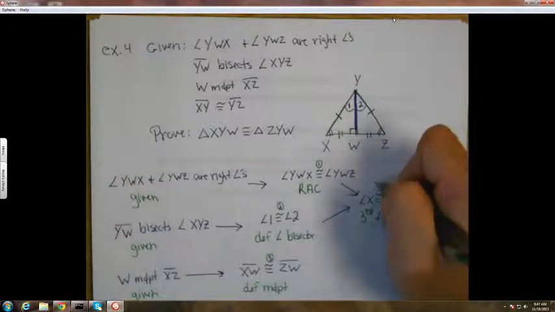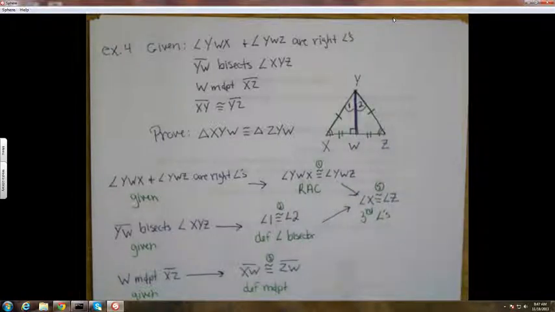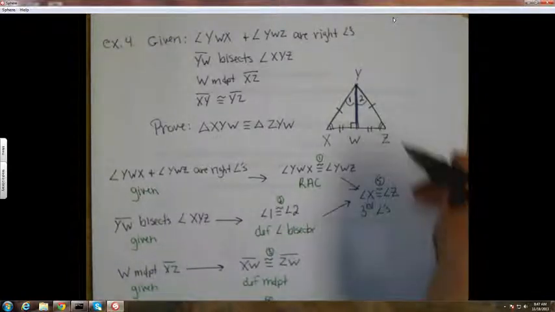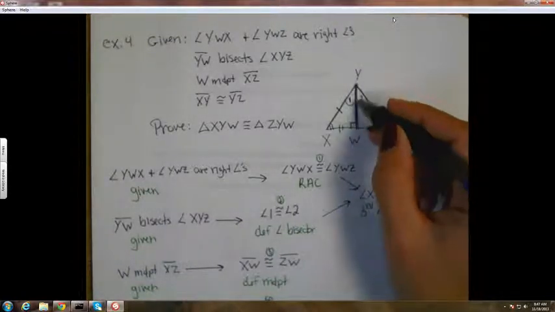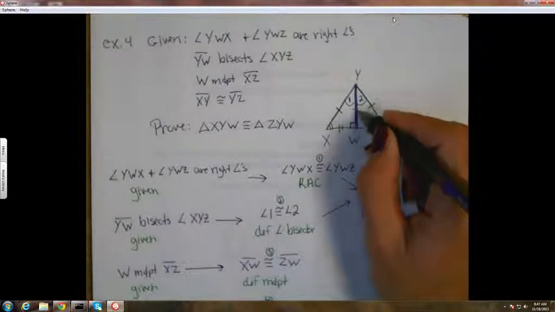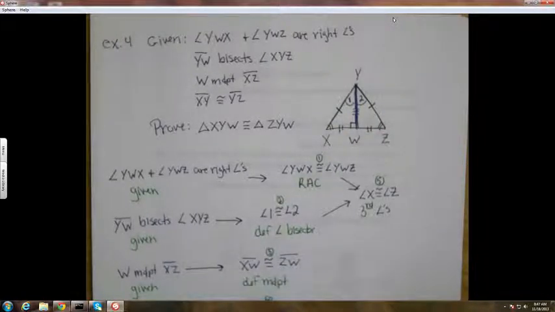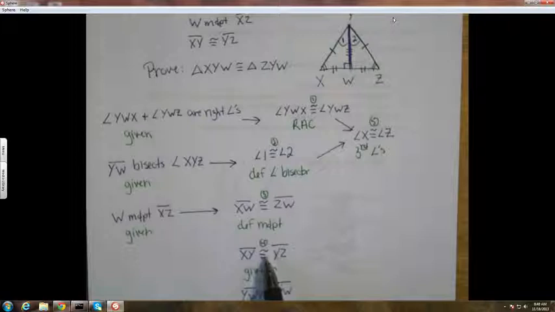The last one. What's not marked congruent? Stay with me. You've got this. YW. The last one's coming right here. 4's given. This is the last one right here. I'm on YW congruent to YW, because YW is a part of both triangles.